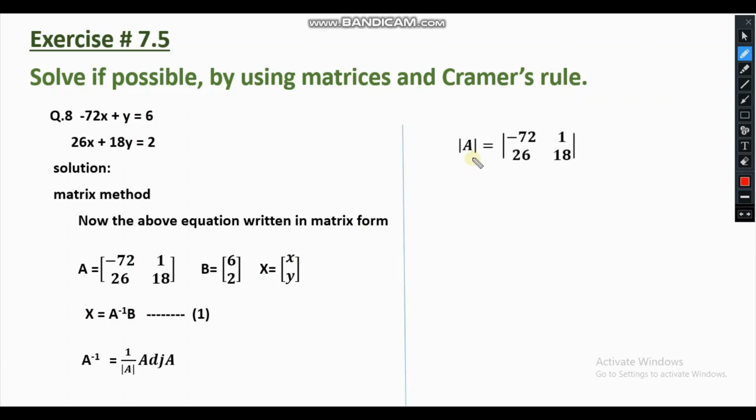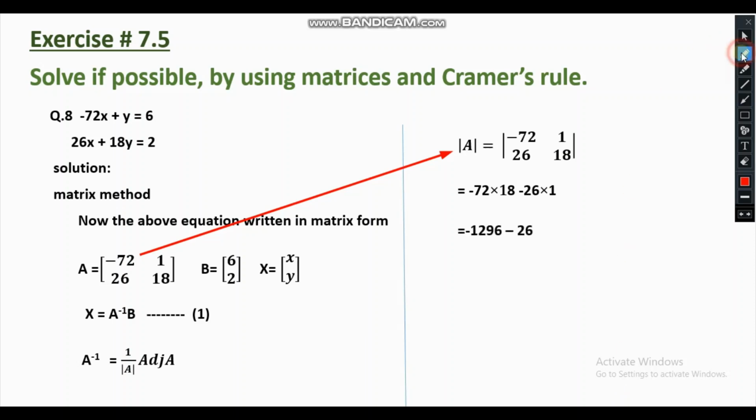Now determine this 72, which is from this. So minus 72, 1, 26 and 18. So the determinant of A will be found by multiplying the main diagonal elements, 72 multiplied by 18, minus the product of the next diagonal elements, 26 multiplied by 1.